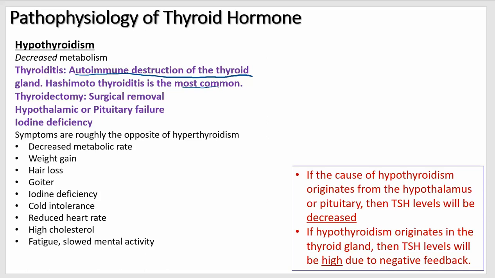All right, so symptoms are roughly the opposite of hyperthyroidism. Some of them are exactly the same, but this is what we see. So obviously a decreased metabolic rate, weight gain, so you're not burning as much energy, so that's from that lower metabolic rate. Again, hair loss, goiter. So we haven't talked a lot about goiter, but if you recall, goiter was part of hyperthyroidism too. So if we have an overactive thyroid gland, depending on where it's coming from, then you can have goiter, so it's going to grow. Okay, so now we see it with hypothyroidism.